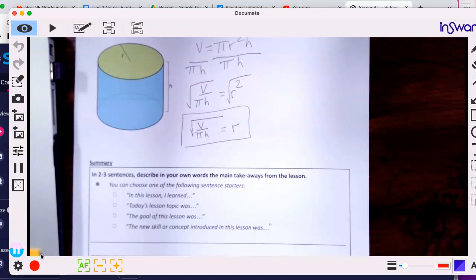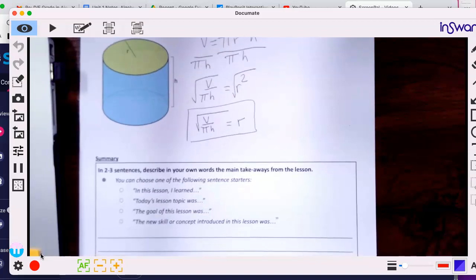Now in 2 to 3 sentences, describe in your own words the main takeaway from the lesson. Use these key starter sentences if you need them. If not, just feel free to let me know how you're feeling about the lesson. What did you learn about it?